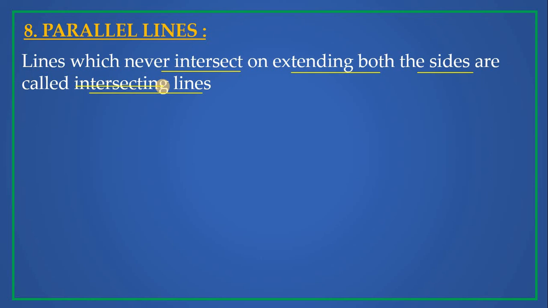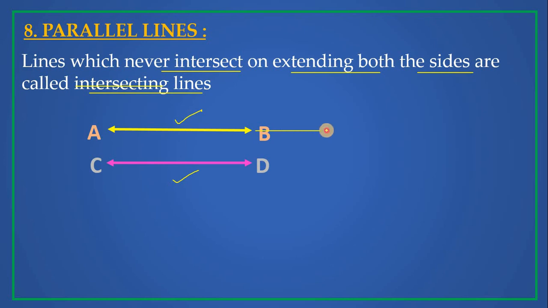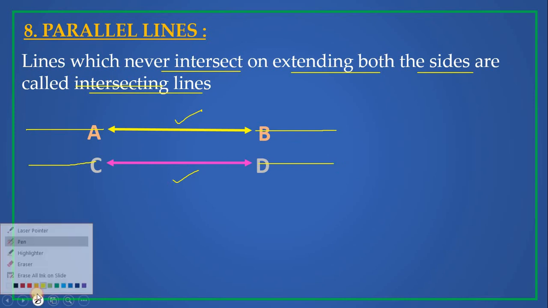The lines never intersect if you extend on both the sides. For example, I have taken here two lines, namely AB and CD. These two lines we call parallel lines. Why? Because you extend this line this side forever, I mean for a longer length, and this side also for a longer length, and do the same for this as well. So these lines never intersect. Hence these kinds of lines we call parallel lines.